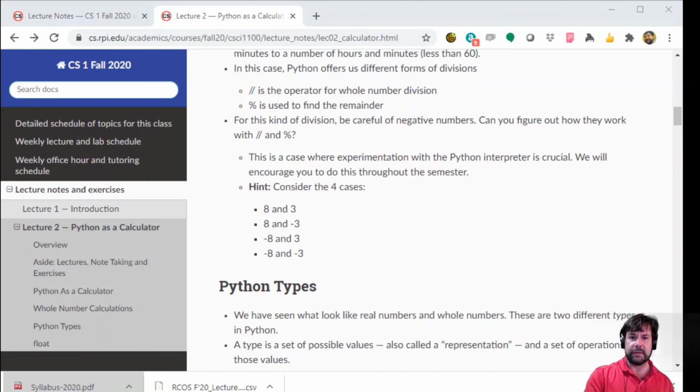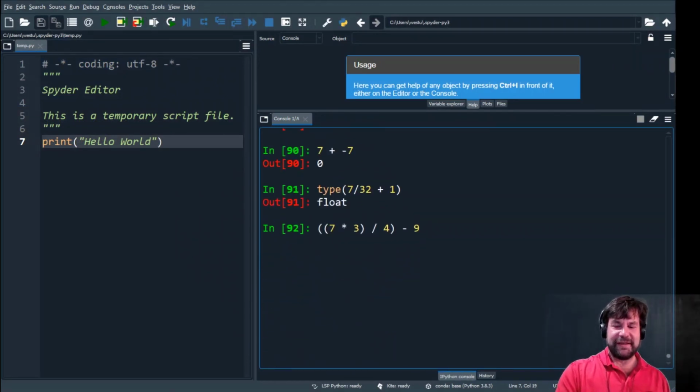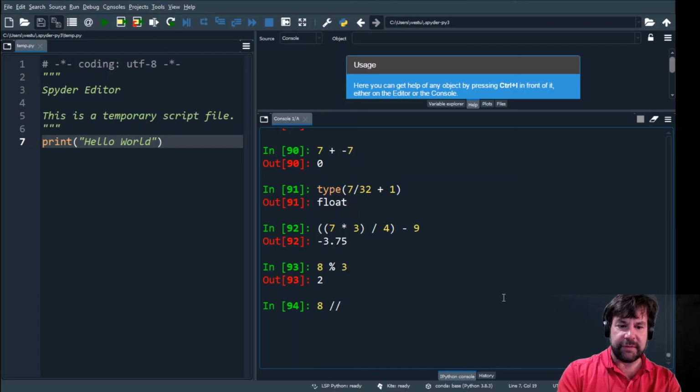Do something like this in the Spyder window. I'll do the easy one. 8 modulo 3, right? That should give us the remainder when 8 is divided by 3. That hopefully is going to be 2. And then 8 integer divide by 3 should be the integer portion of 8 divided by 3. So that should also hopefully be 2.